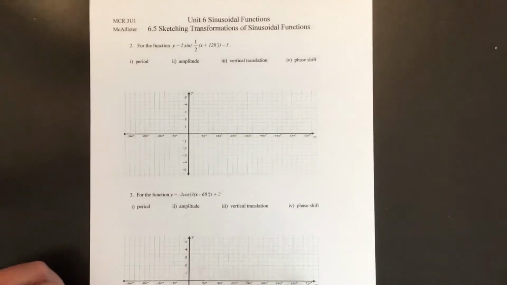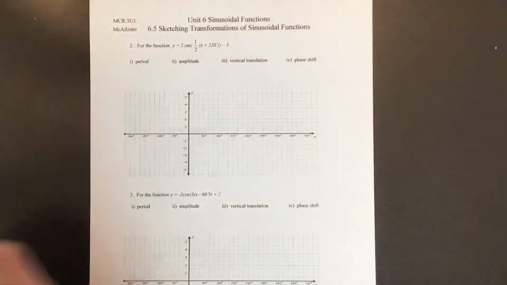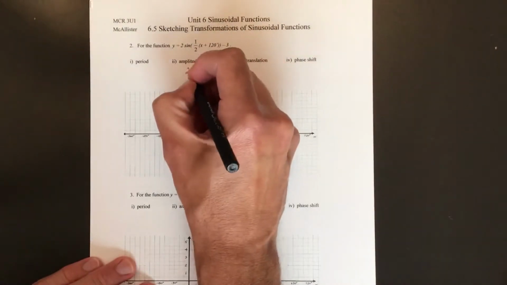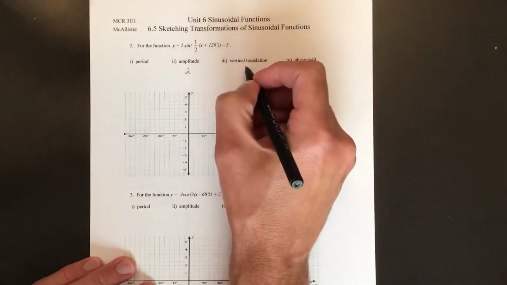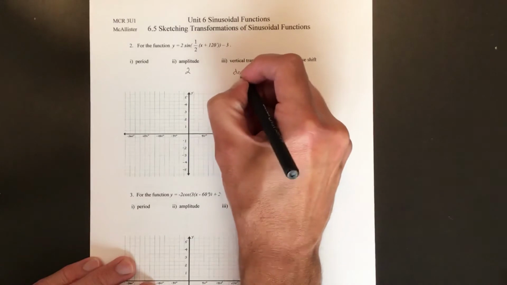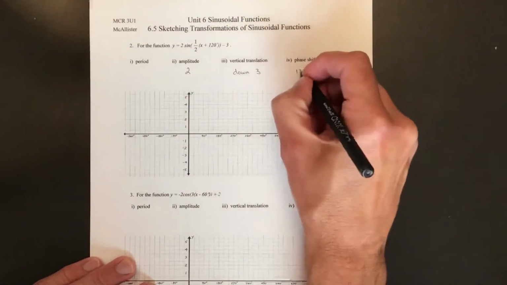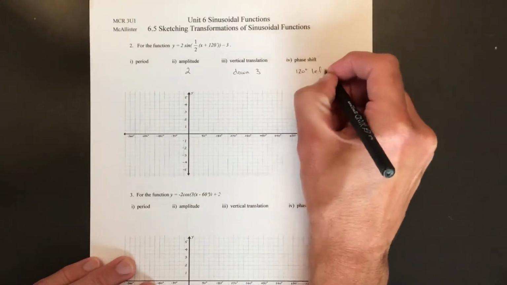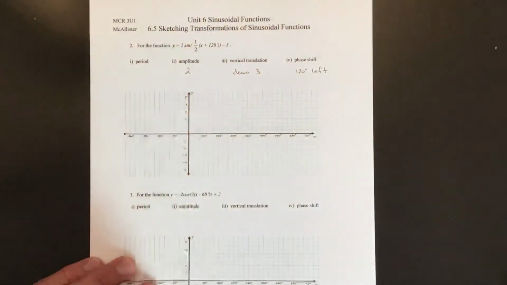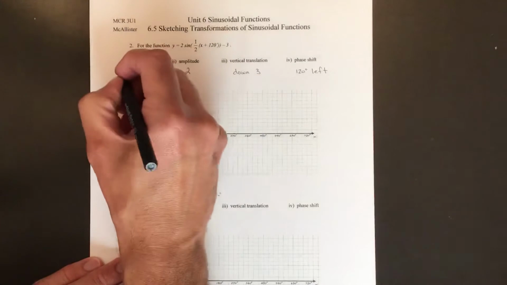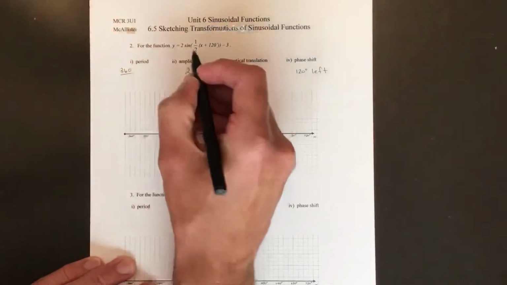Our next example, again, is a sine curve. Amplitude is 2. Vertical translation, we're going down 3. For my phase shift, 120 degrees to the left, because it's plus 120. The period, 360 divided by k.